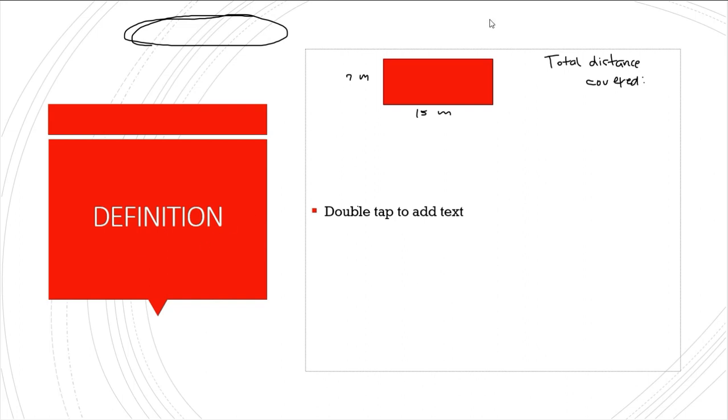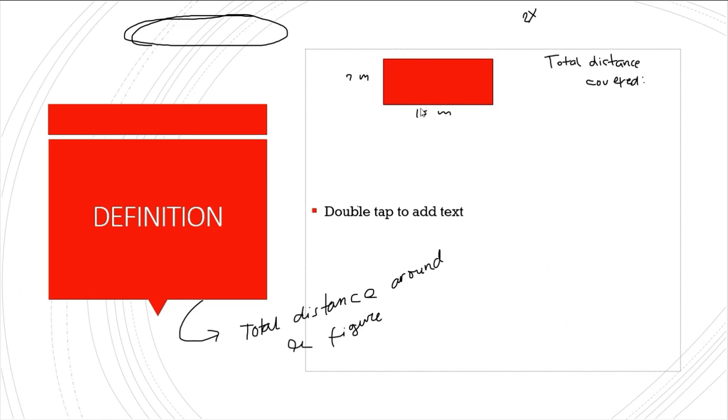So the definition of perimeter is that perimeter means the total distance around a figure. Around a certain figure. Like what I said earlier, you decided to go running in a field with dimensions 15 by 7, and you were able to go around twice. So, 2 times.